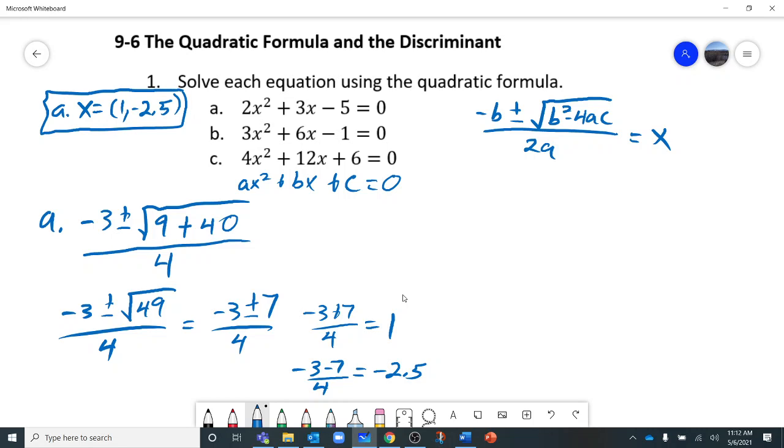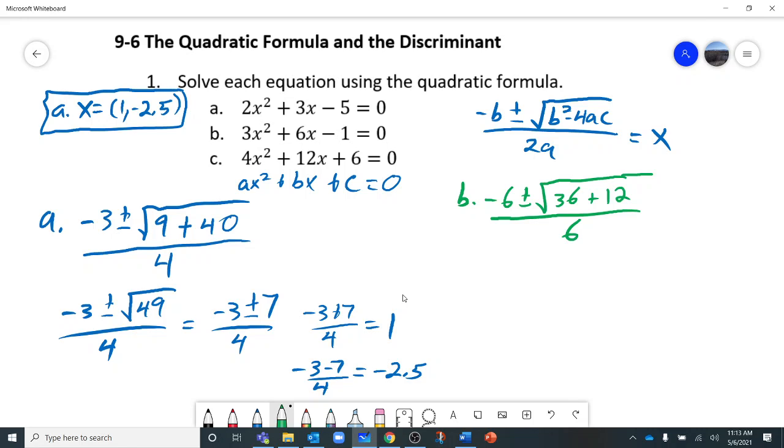Okay, B. Let's do a different color. B. Negative 6 plus or minus the square root of 6 squared is 36 minus 4 times 3 is 12. 12 times negative 1 is negative 12, so that becomes a plus 12. And all of that is divided by 2 times 3, which is 6.